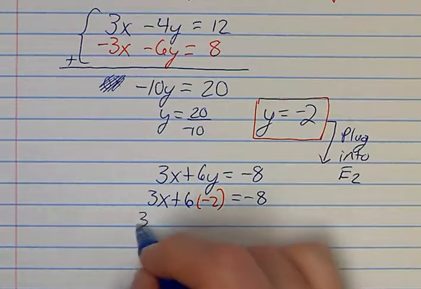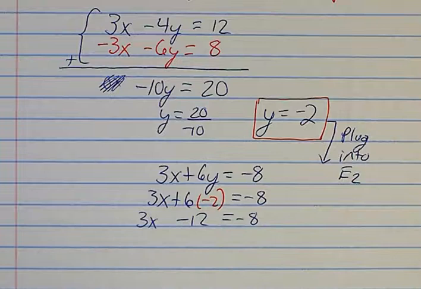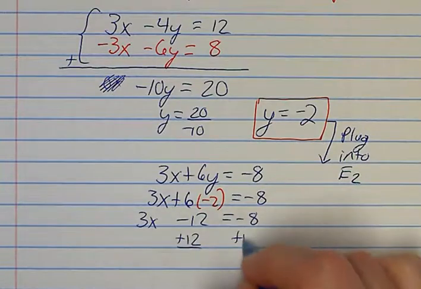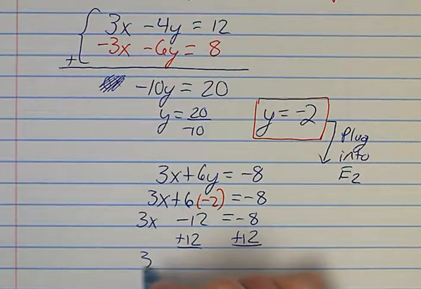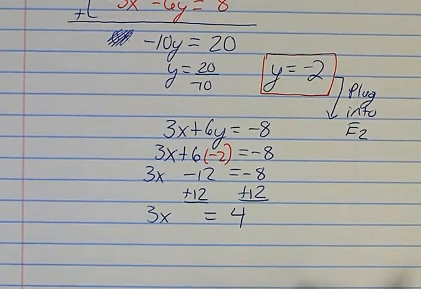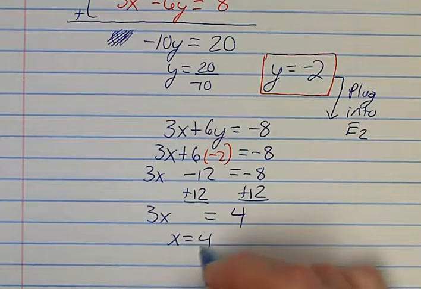So you got 6 times negative 2 for negative 12. Add 12 to both sides. Got 3x equals 4. So to get the x by itself, you're going to divide by 3, so that makes it 4/3.